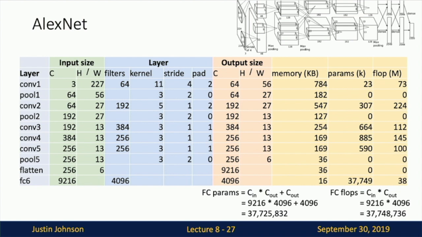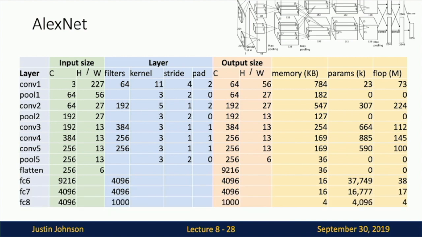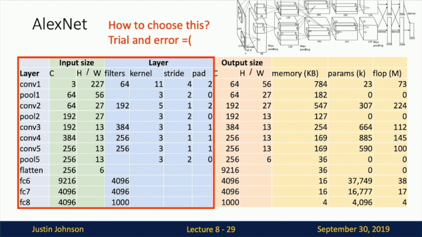Now, after this flattening operation, we have our first fully connected layer with 4096 hidden units. Again, we can compute the memory, the parameters, and the flops for this first fully connected layer. After the first fully connected layer, we've got two more fully connected layers, one more with 4096 hidden units, and the final FC8 layer with 1,000 units to produce the 1,000 scores for our 1,000 categories. So this is the AlexNet architecture.